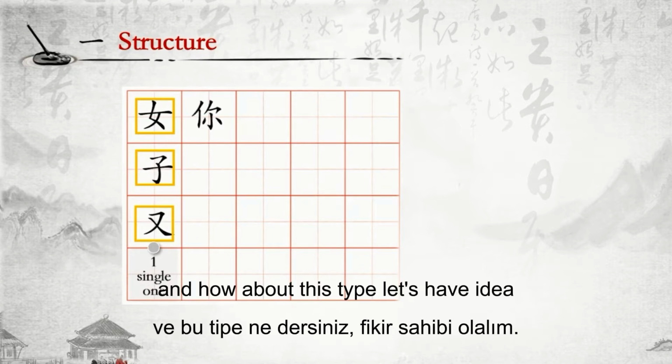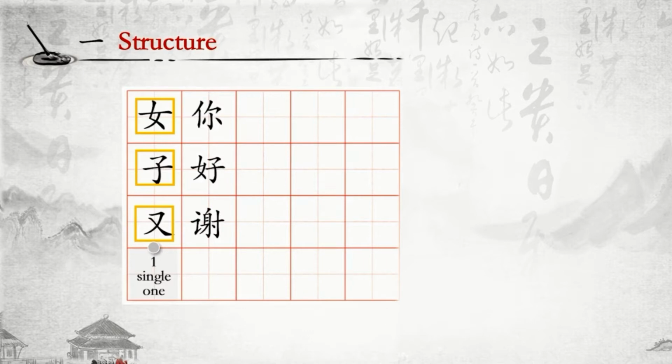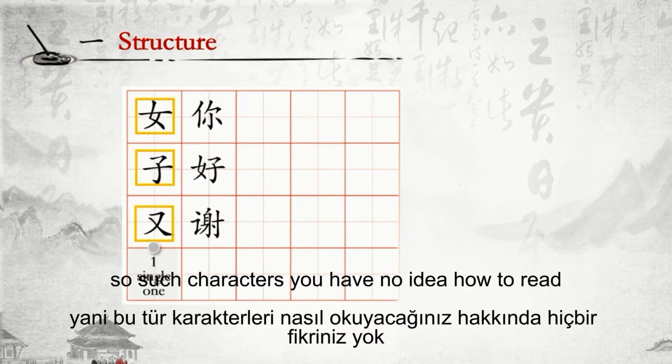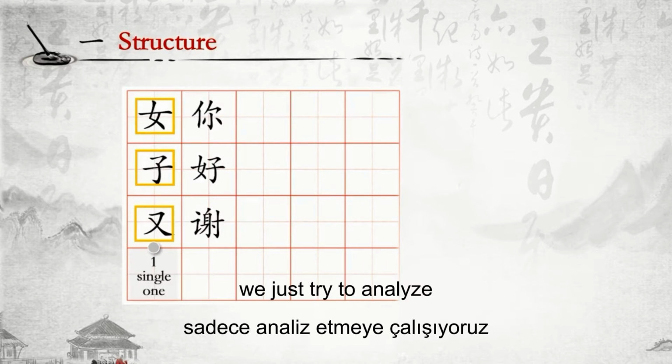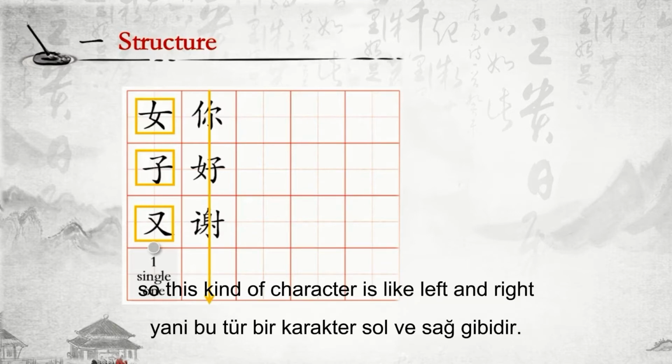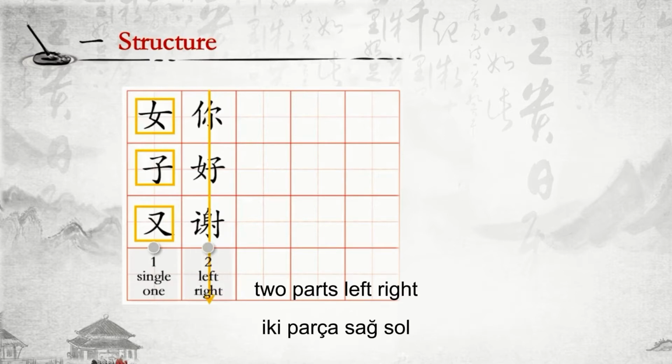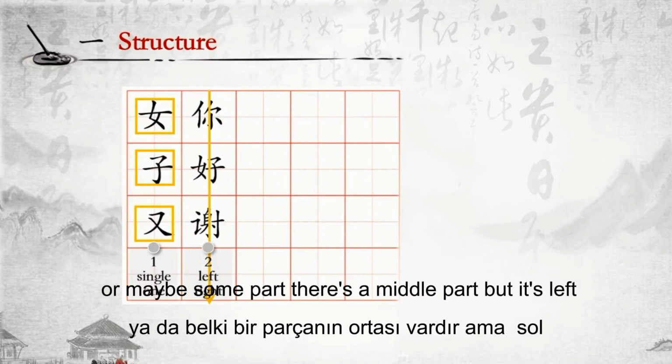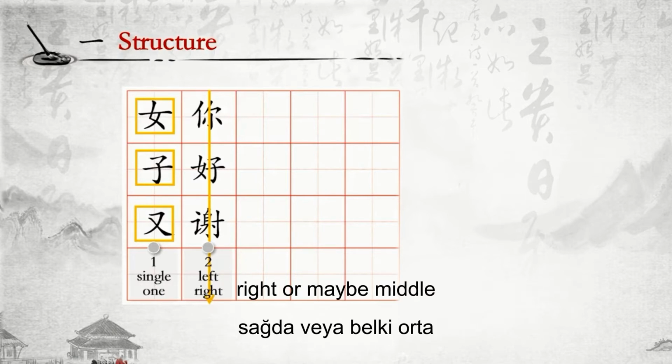And how about this type? Let's have an idea. Such a character, you have no idea how to read, but it doesn't matter. We just try to analyze. It looks like a picture. So this kind of character is like left and right. 对不对? Two parts, left and right, or maybe there's a middle part, but it's left, right, or maybe middle.